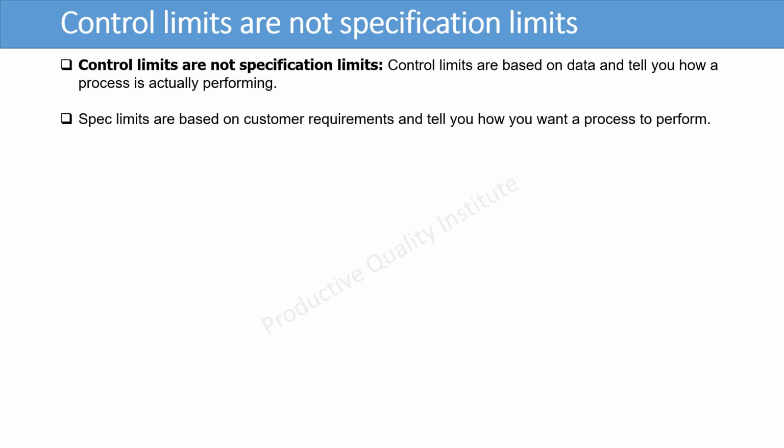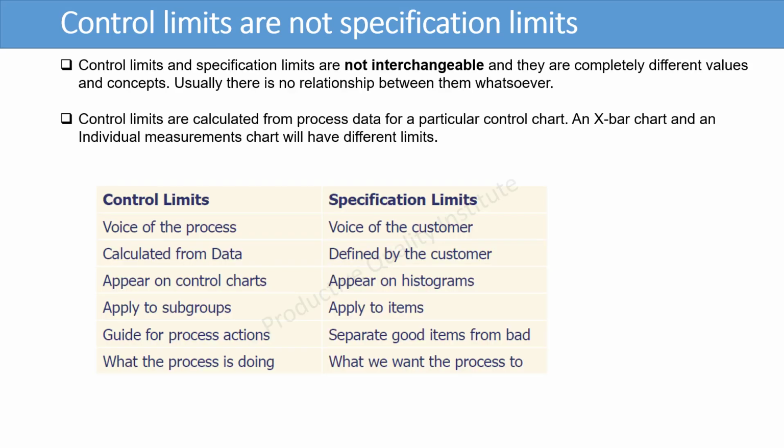Control limits are not specification limits. Control limits are based on data and tell you how a process is actually performing. Specification limits are based on customer requirements and tell you how you want a process to perform. Control limits and specification limits are not interchangeable, and they are completely different values and concepts. There is no relationship between them whatsoever.